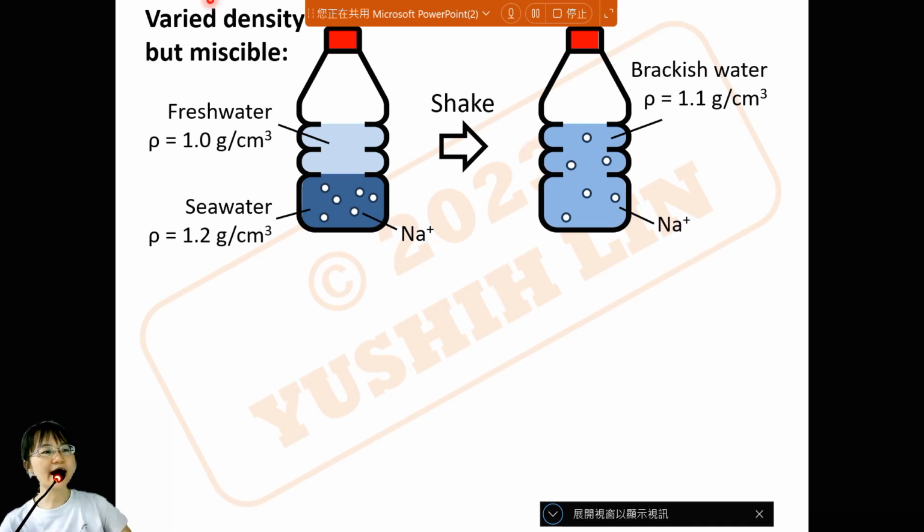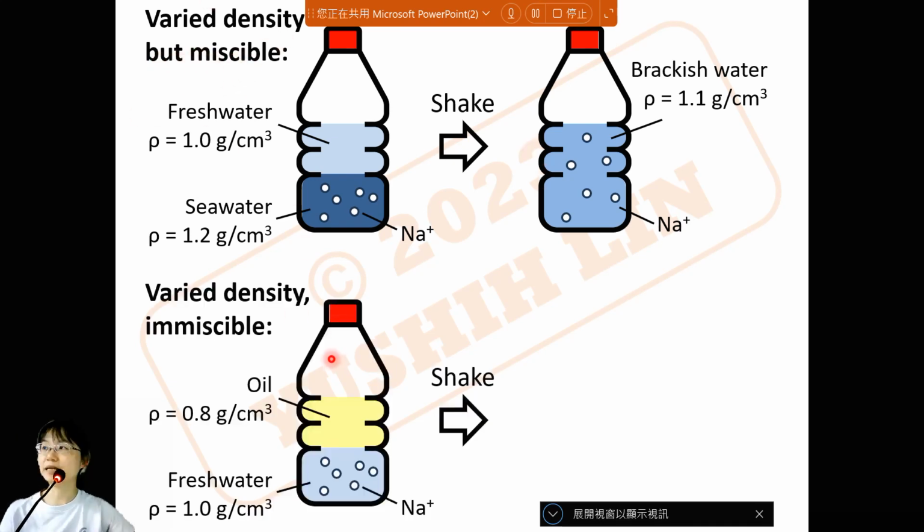What about very different density and immiscible, which would be like this? Instead of fresh water, here you have oil. Oil has a density of 0.8. Below, you have fresh water, which has a density of 1.0, and you have sodium here. Sodium cannot be easily dissolved in oil. Now, you shake, what will happen? I don't know how many of you have this experience of shaking oil with water.